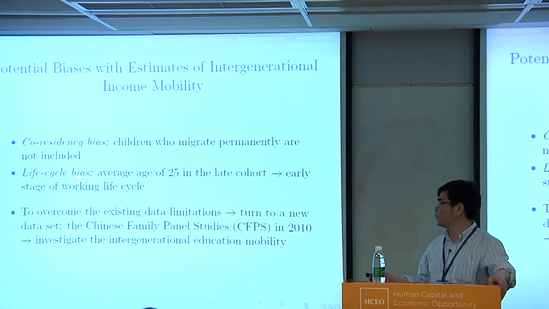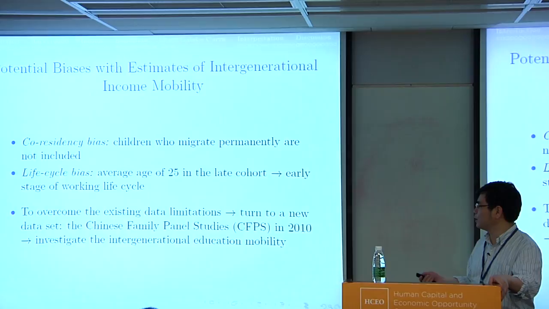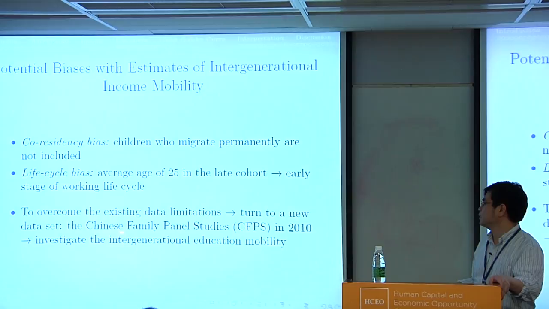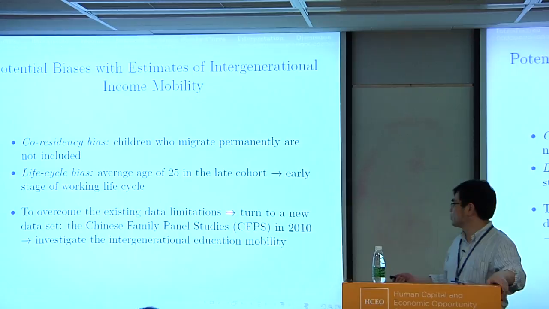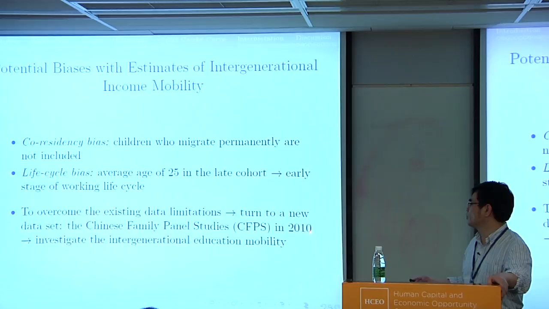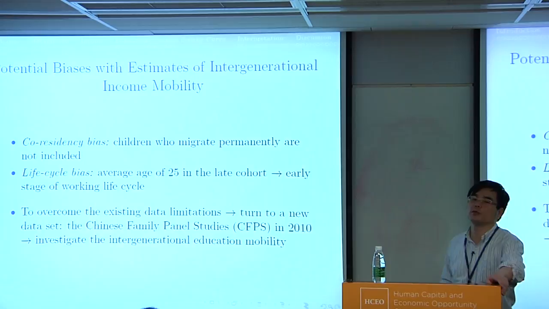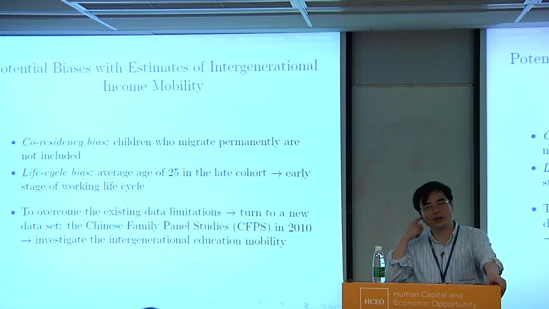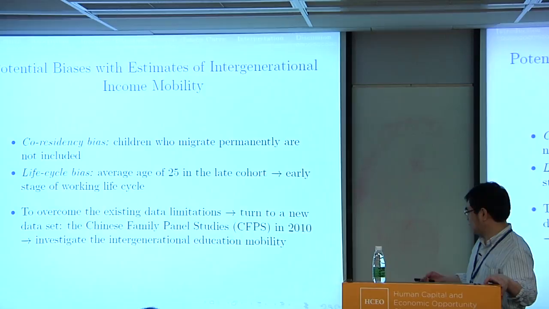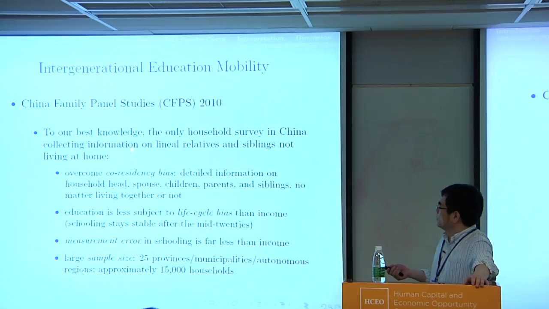To overcome these data limitations, we turn to a new data set, because the other data sets are also quite old, right? The CHIP data, as you have seen. This one is the Chinese Family Panel Studies, 2010, to investigate intergenerational education mobility. I think this is the survey of which Xie Yu is one of the PIs. This data has a lot of good things. To our best knowledge, it is the only household survey in China collecting information on all the direct relatives and siblings not living at home. That is a good thing about this data set.